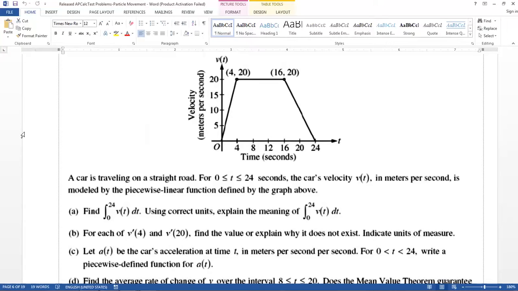Now, the first question: find the integral from 0 to 24 of v(t) dt. Using correct units, explain the meaning of this integral. Let's stop the sharing. Now I have this integral.